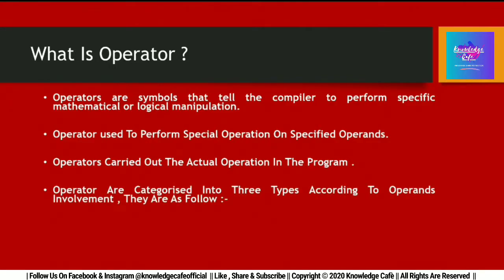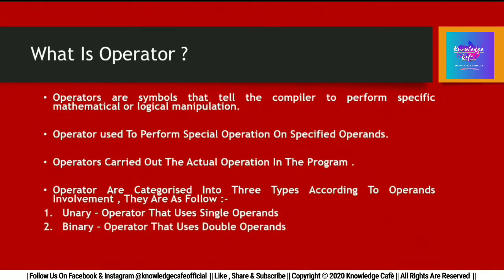Operators are categorized into three types according to operand involvement. They are as follows. First, unary operators, operators that use only a single operand. Second, binary operators, operators that use two operands. And third, ternary operators, operators that use three operands.